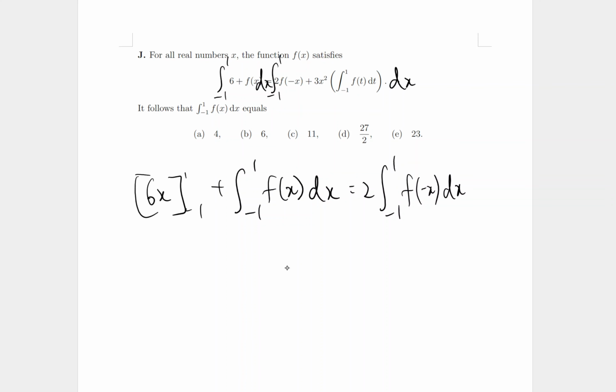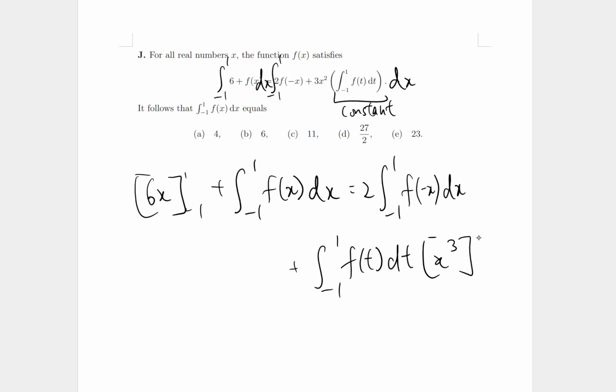Plus the last thing, which is a constant. Remember, this is constant. That's the most important thing you should realize. Because it is an integral with boundaries, what is that called? A definite integral. There we go. So that's a constant, so we could ignore that. If we integrate 3x squared, I get x cubed from 1 to -1. Okay, so now I'm all set.